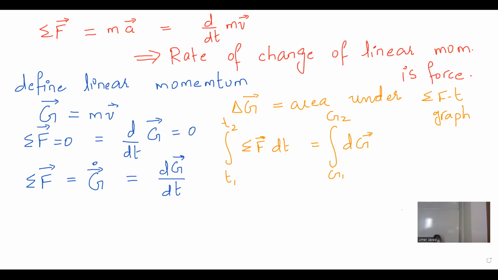Is momentum always conserved? When you say momentum is always conserved, there is a force acting for some time, and this is equal to the change of momentum. When you say momentum is conserved, that means the change of momentum is zero. So for example, no force is acting.